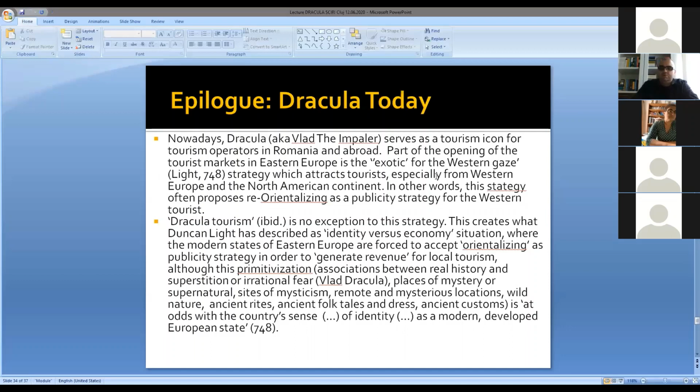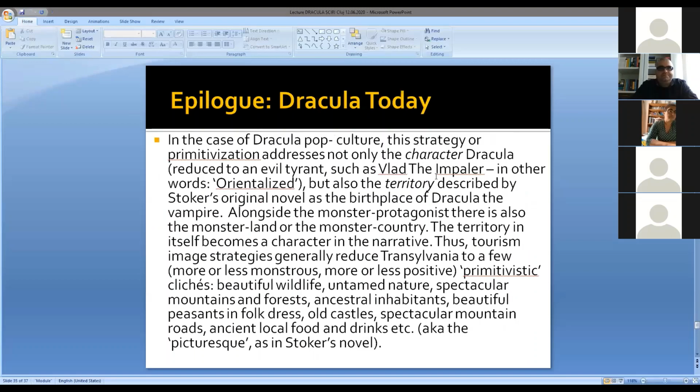And this is not just about Romania, this is about all the states of Eastern and Central Europe. In the case of Dracula's pop culture icon, this strategy of primitivization addresses not only the character of Dracula, who is reduced to an evil tyrant such as the Bloody Impaler, in other words, he is orientalized, but also the territory described by Stoker's original novel as the birthplace of Dracula the Vampire, Transylvania. Alongside the monster protagonist, there is also the monster land, or the monster country, Transylvania. The territory in itself is primitivized, becomes a character in the narrative, and afterwards in the touristic fictional maps.